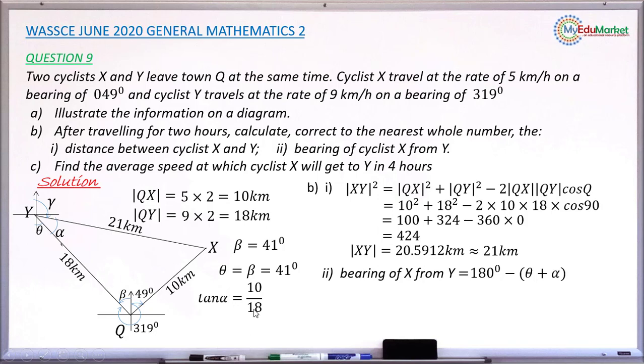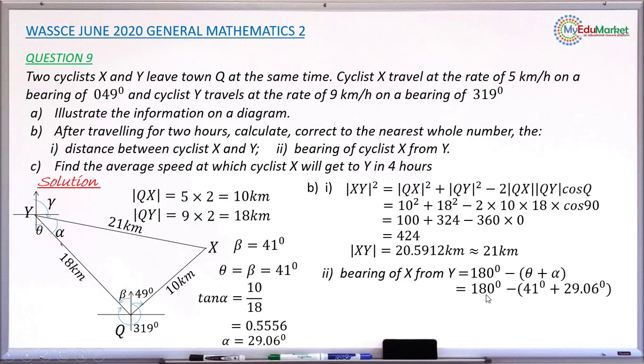And dividing 10 by 18 correctly gives the answer 0.556. And if you now take the tangent inverse to find the angle alpha, if you do it correctly, you now have alpha equal to 29.06 degrees. So I have the angle alpha and have the angle theta. I can now go ahead and find the bearing of X from Y. Substitute theta by 41 and alpha by 29.06.